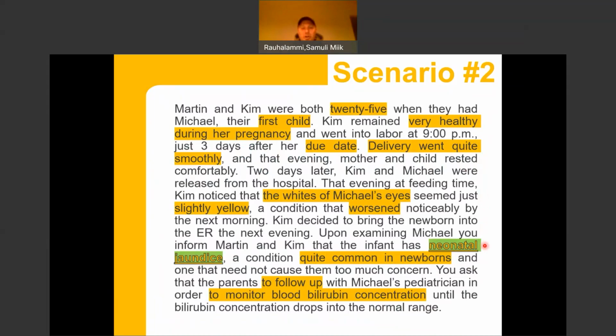We end up diagnosing neonatal jaundice. This is a fairly common condition in newborns, and we're lucky to say that it's not going to cause too much of a drama. We want to follow up and monitor the blood bilirubin concentration and make sure that the baby is fine, but keep an eye on that, and just be aware that neonatal jaundice is probably what's happening. We don't want things to get worse. Normally, there is a great improvement of the condition over time. So let's have a look at the questions that we had for this scenario.